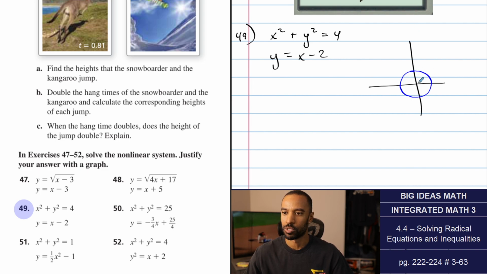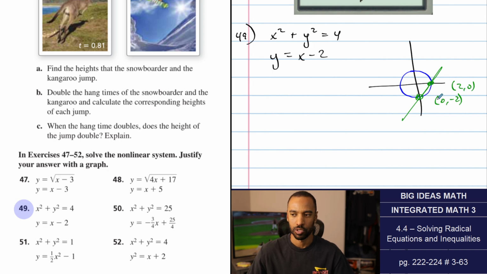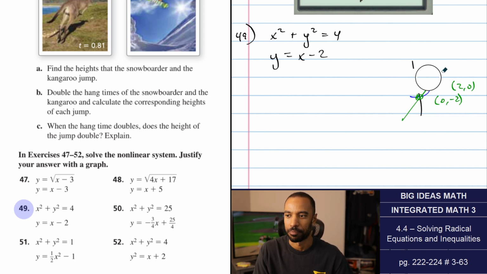The other one is y equals x minus 2, which is a slope of 1 that crosses through negative 2. We should get the solutions 0, negative 2, and 2, 0. This is my expectation, just so you know. All right, this is what we're going to be looking for here. Now, that's my confirmation with the graph. Let's actually solve this thing.